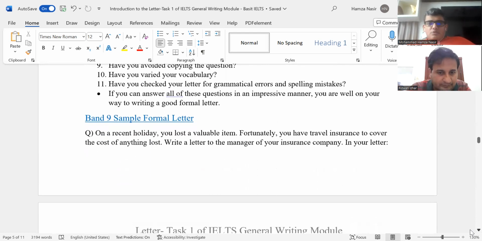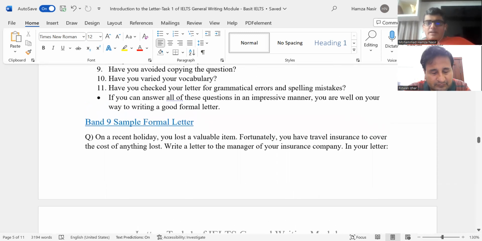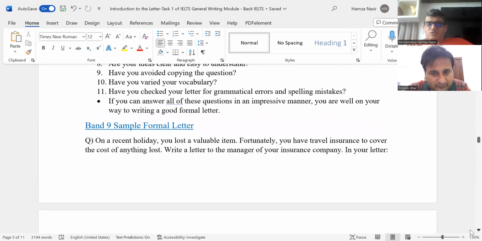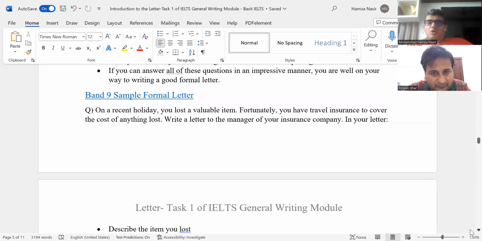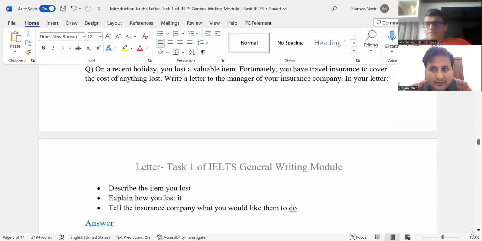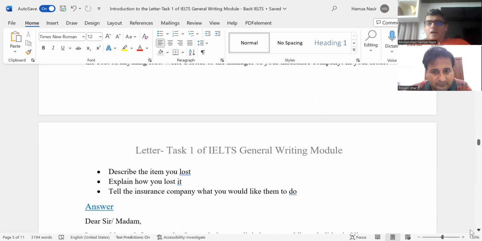उसके बाद आपका आता है बैंड 9 सैंपल फॉर्मल लेटर, ओके? अब एक क्वेश्चन है, ओके? On a recent holiday, you lost a valuable item. Fortunately, you have travel insurance to cover the cost of anything lost. Write a letter to the manager of your insurance company, जो हमने ऊपर आइडेंटिफाई किया था कि ये एक फॉर्मल लेटर है. In your letter, first of all, describe the item you lost. Secondly, explain how you lost it. Thirdly, tell the insurance company what you would like them to do.